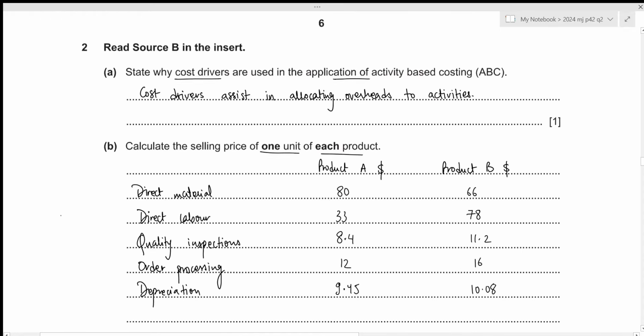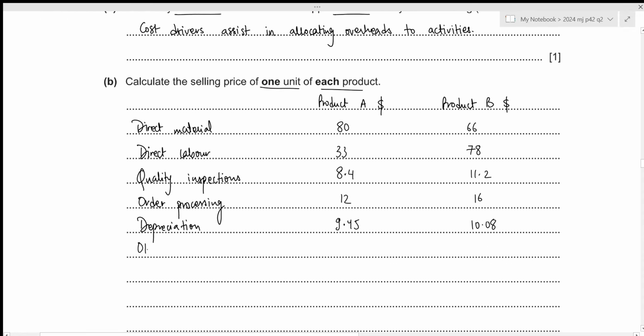Let's write it down. So we have other overheads of 20 each. These are all of our costs. So now we can figure out the cost per unit. For product A, that will be 80 plus 33 plus 8.4 plus 12 plus 9.45 plus 20, which results in 162.85. For product B, that will be 66 plus 78 plus 11.2 plus 16 plus 10.08 plus 20, which results in the value of 201.28.